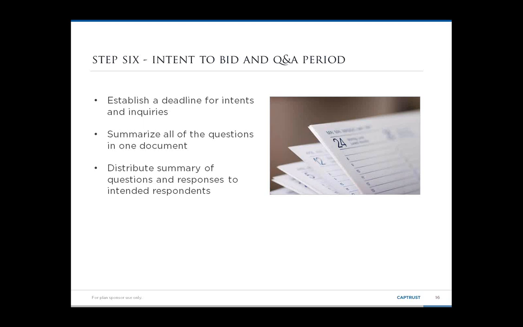As they go through the RFP, some firms may have questions to clarify different issues or want better understanding about the retirement plan or the process. As you get those questions in, set a deadline for those questions. Regardless of who sent the questions to you, you want to take all the questions and answer them in one document, and then distribute it back out to all the respondents that are intending to bid. So that way all the information is above board and everybody's been communicated to effectively.